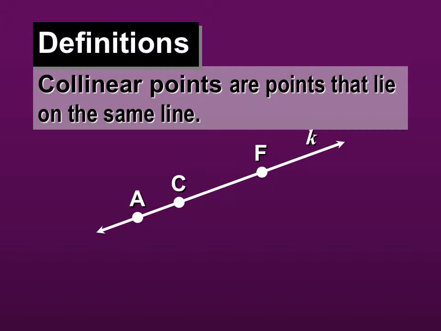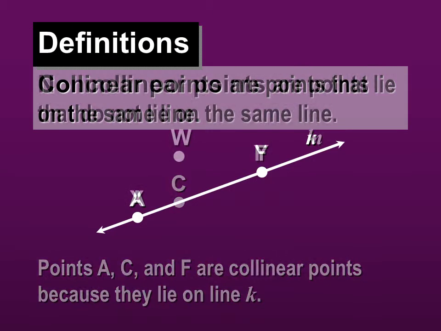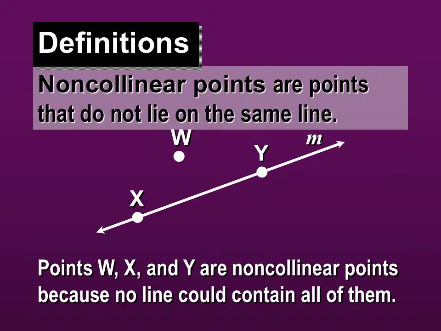This is called collinear points. So collinear means points that lie on the same line. So for example, points A, C, and F are collinear points because they all lie on line K. Non-collinear points are points that do not lie on the same line. So for example, points W, X, and Y are non-collinear because no line contains all three of them at once.